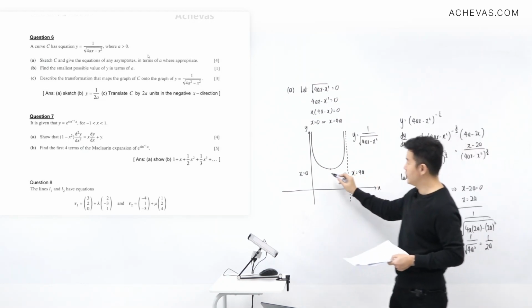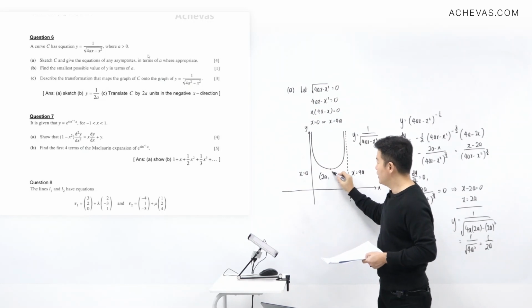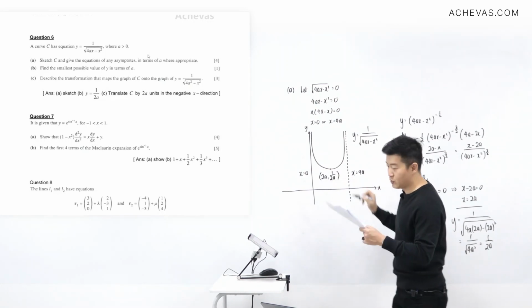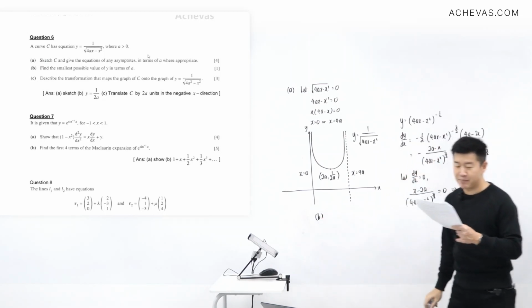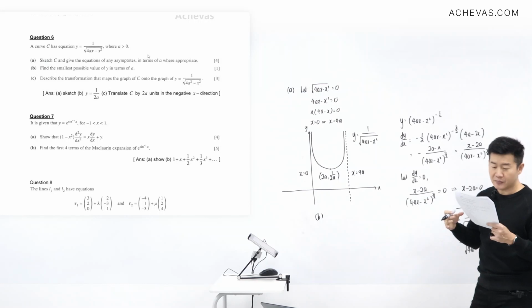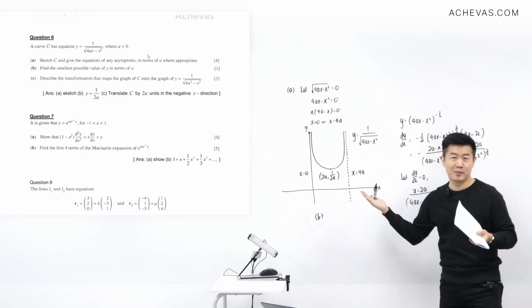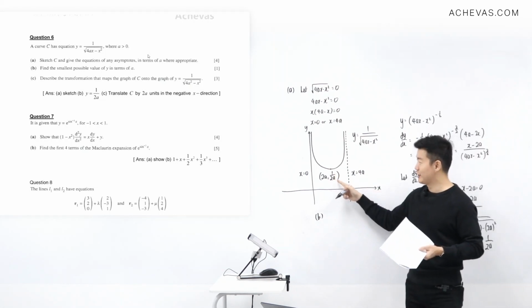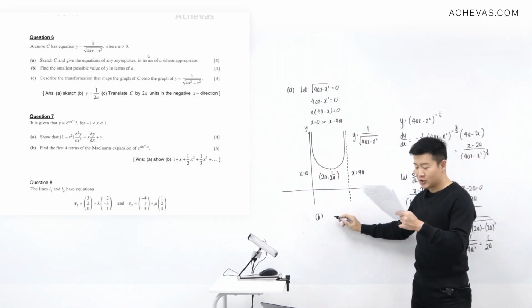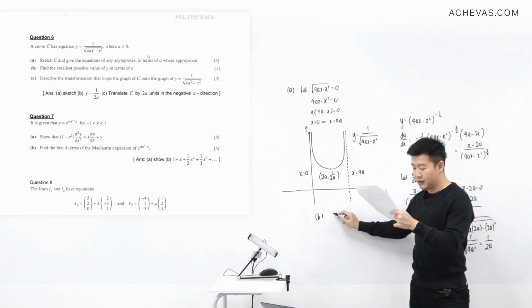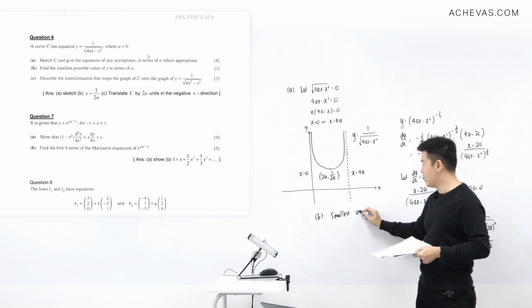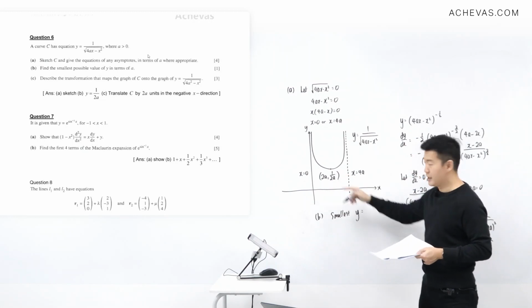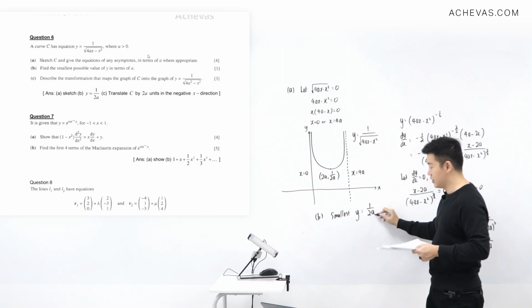This tells us that the coordinates of this point here are 2a and 1 over 2a. This will actually help us in part B of the question, because in part B we are supposed to find the smallest possible value of y in terms of a. And look at this, what is the smallest possible value of y? It is actually this, right? The y coordinate of the minimum point. So I'm going to write that down here from my graph. The smallest possible value for y is going to be equal to the y coordinate of the turning point here. It is 1 over 2a.